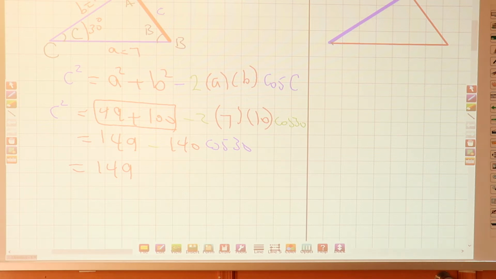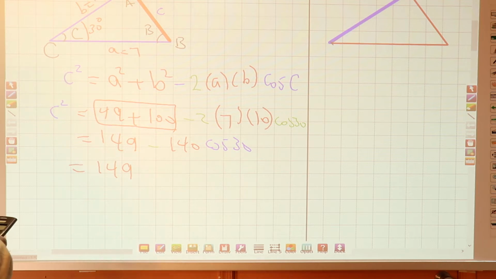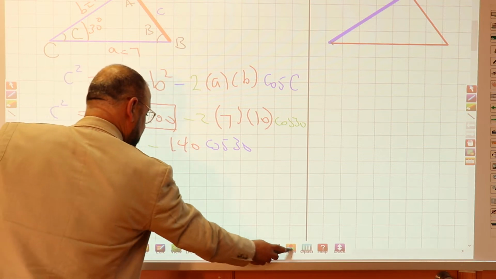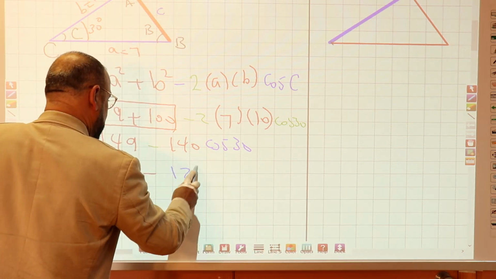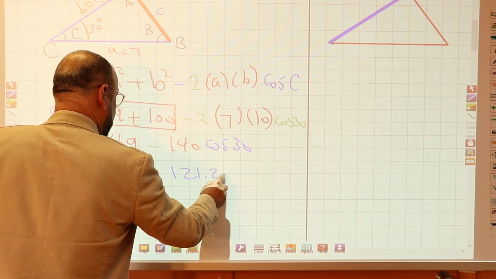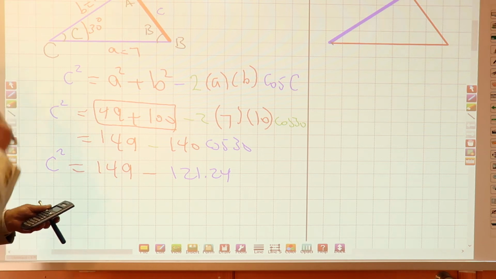And remember that C squared. 140 cosine 30. 121.243. And remove the C squared. Now subtract 149.